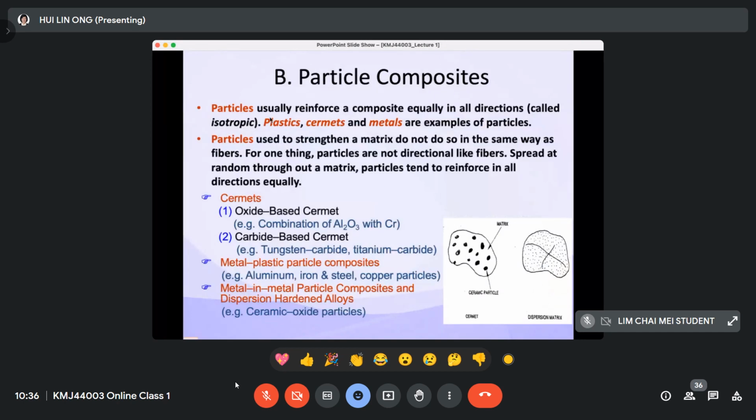Okay. The second type is the particle composite. It is like a particle form. I think it is kind of very difficult to define. But usually we are looking for particle material, material in particle form, that has even sizes.